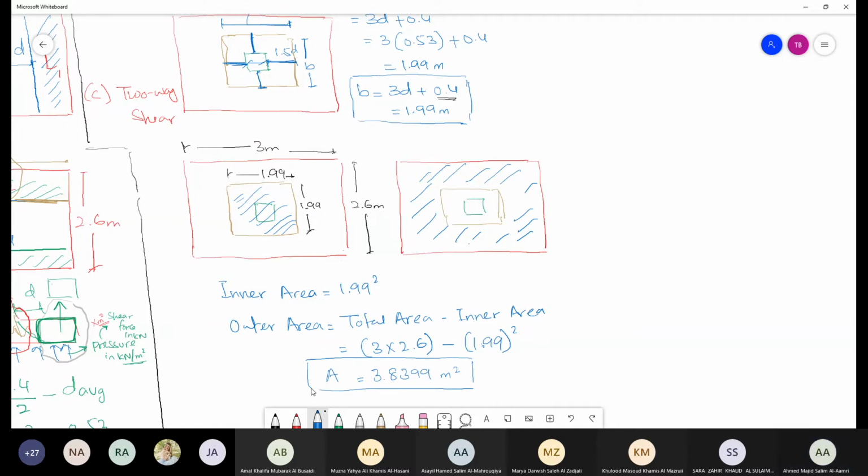Whatever, 3.8399, 3.84 does not matter. Now, can you tell me which area will go down and which area will go up? The inner area will go down or will it go up? The inner area, which is having the location of the column, supposed to be going down or going up?